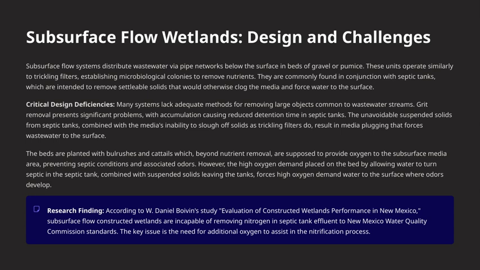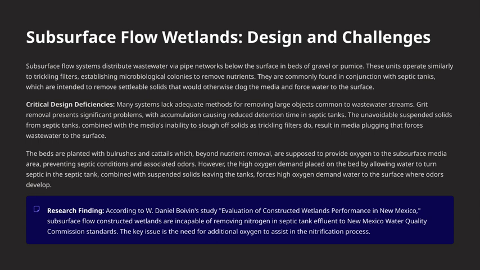Now, one of the critical issues with these systems is that many lack effective methods for removing larger objects that are common in wastewater. Grit removal, for example, is a significant problem because accumulated grit can reduce the detention time in septic tanks, which impacts overall treatment efficiency. Plus, the suspended solids coming from septic tanks, combined with the media's limited ability to slough off solids, unlike trickling filters, can lead to plugging of the media. When this happens, wastewater is forced to surface, creating operational issues.